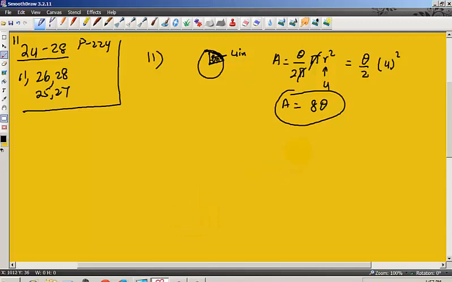We're going to find the area of this sector. That's the area of the sector. So dA dt, we're taking with respect to time, is equal to 8 times the derivative of theta, which is d theta dt.